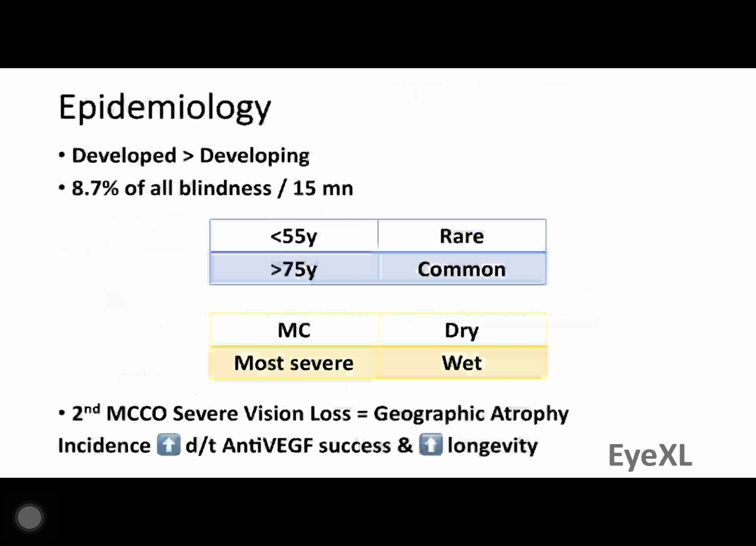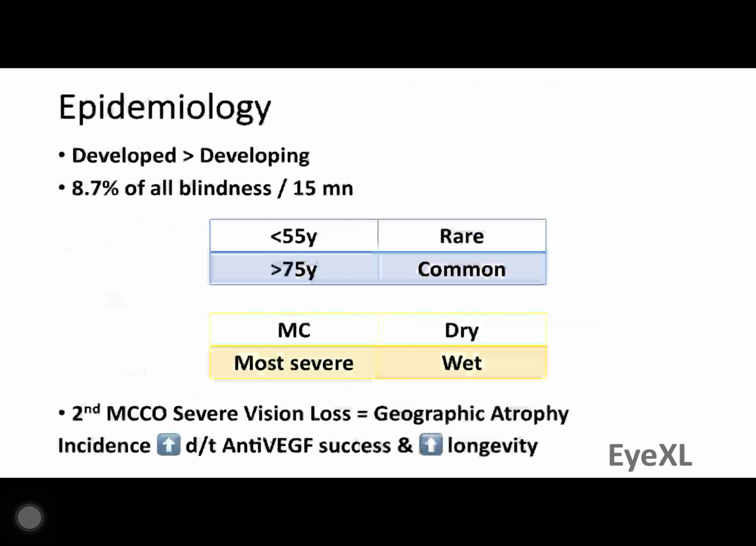8.7% of all the blindness in the world is attributable to ARMD, which roughly translates to 15 million population. Less than 55 years of age, it is very rare because it is called age related, so there needs to be a particular age that the patient needs to have crossed, whereas more than 75 years of age, it is incredibly common. The most common type of ARMD is dry. Thankfully it is dry because that is less severe, but the most severe variety is wet ARMD, and in between these two will be the geographic atrophy.